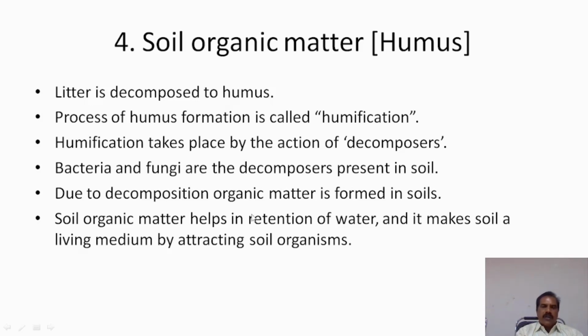There are two stages in humus formation. One is duff and another one is humus. In the first stage, litter or debris is partially decomposed into duff. Then in the second stage, duff will be totally decomposed into humus, that is brown, dark brown colored granular matter, that is called humus.